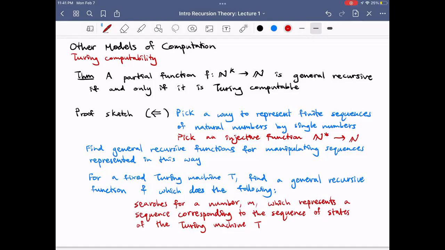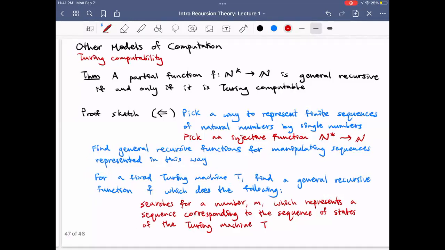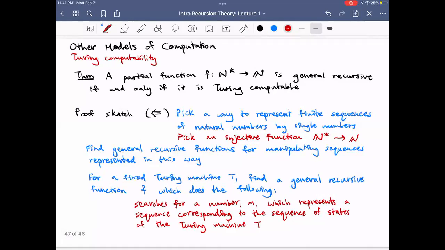Once you build up enough ways of working with finite sequences of natural numbers, this part is not super hard to do, although a bit tedious. This is what I mean by you kind of need to become a programmer in the language of general recursive functions. So let me now just say a little bit about how you can represent sequences of numbers as single numbers in this way.